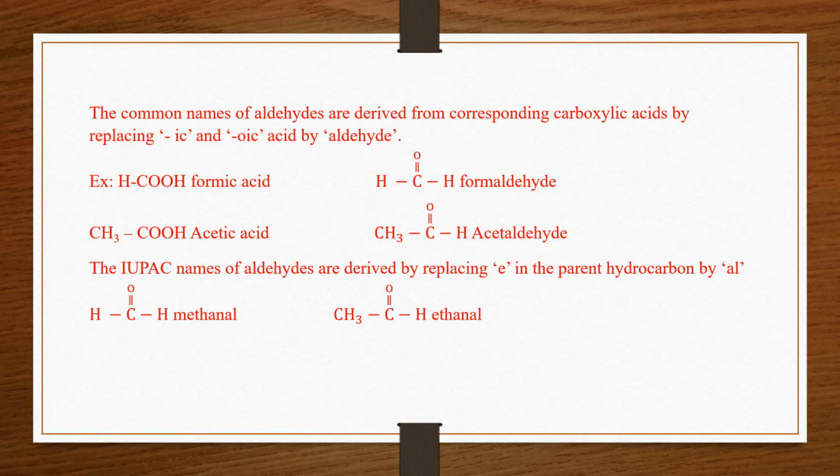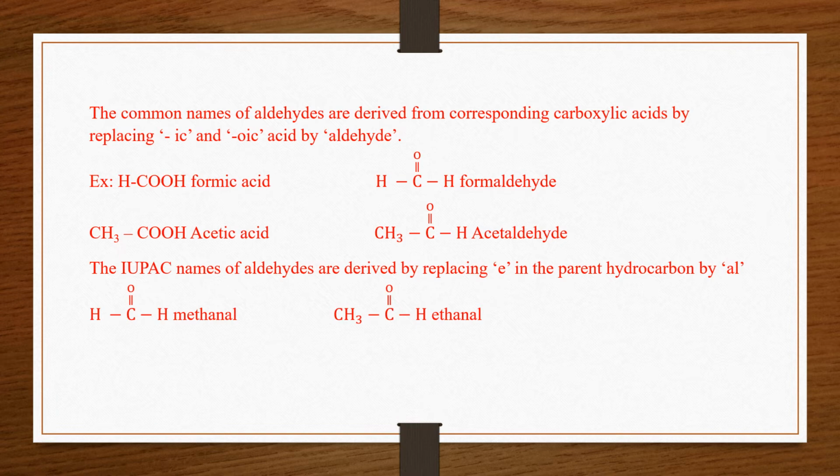Now, how to write the IUPAC name of formaldehyde? By replacing the e of the hydrocarbon by al. Methane, M E T H A N E. Now remove the e from methane and write al. So it changes to methanal. So methanal is the IUPAC name of HC double bond O H. Got it? Now, try the next example.